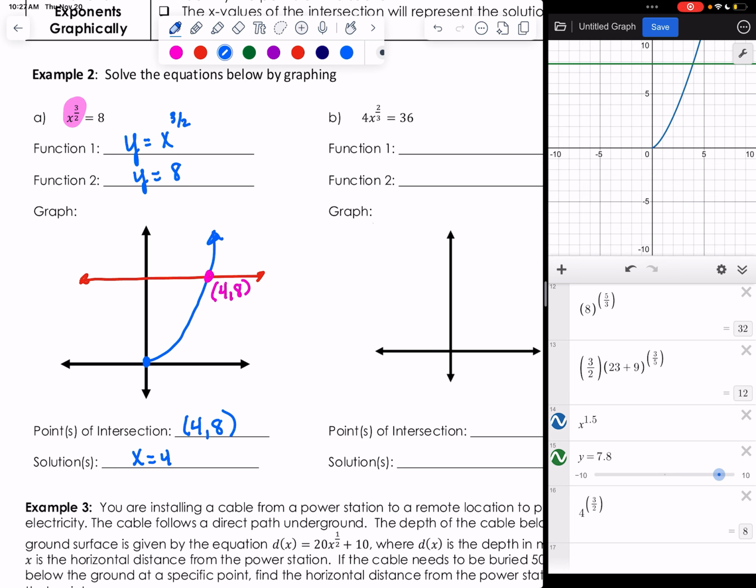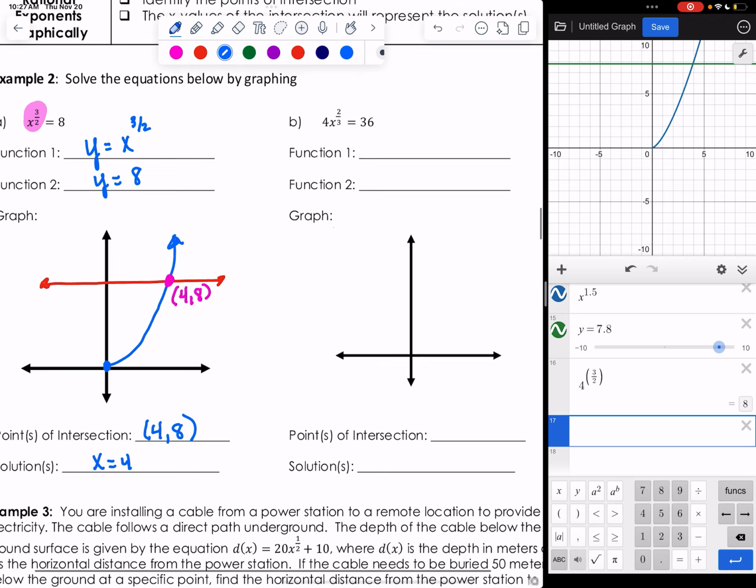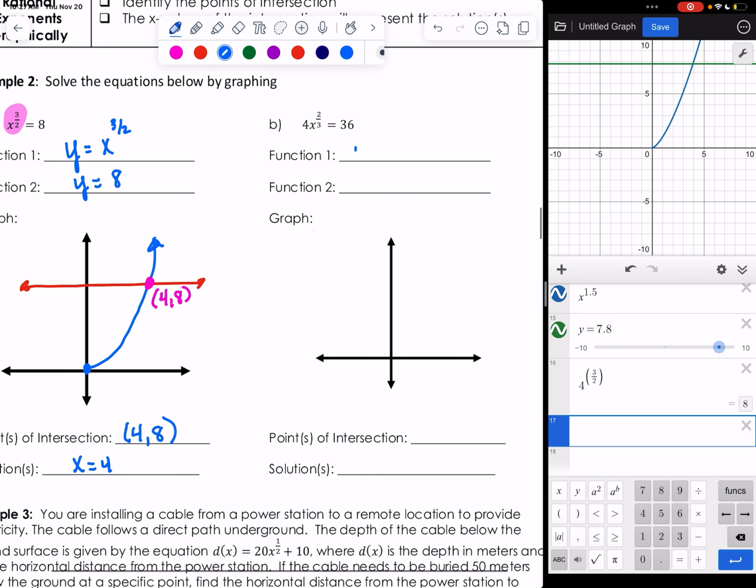All right, pause the video and try problem B on your own. All right, welcome back. Hopefully you wrote that function 1 was y equals 4x to the 2/3 power. Function 2 was y equals 36.